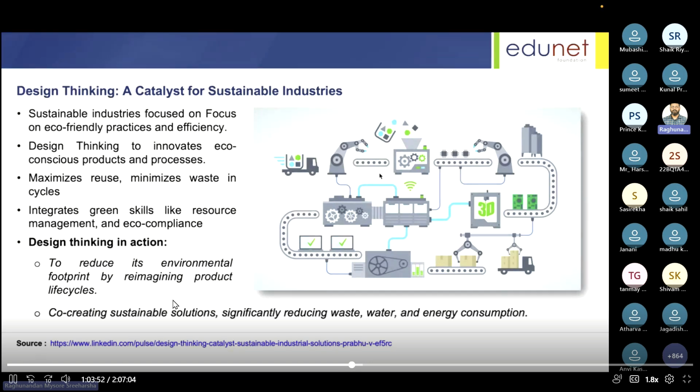So we have already seen that plastics have been put into oceans, and these aquatic animals are consuming that, right? So there are a lot of issues that are running up. Design thinking empowers creative solutions for complex environmental challenges, making sure that we have minimum negative impacts and maximizing the number of reuses. So that is what we are trying to say, to reduce its environmental footprint by reimagining the product lifecycle.